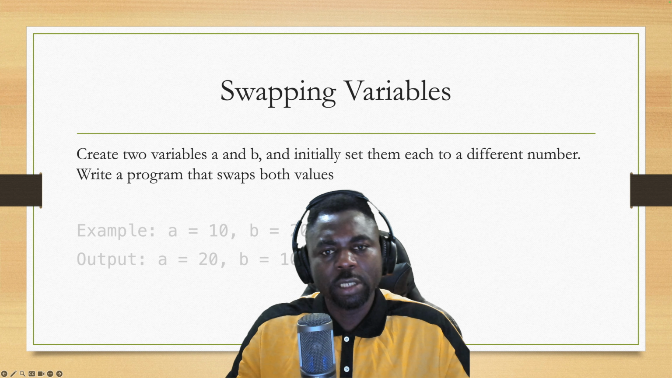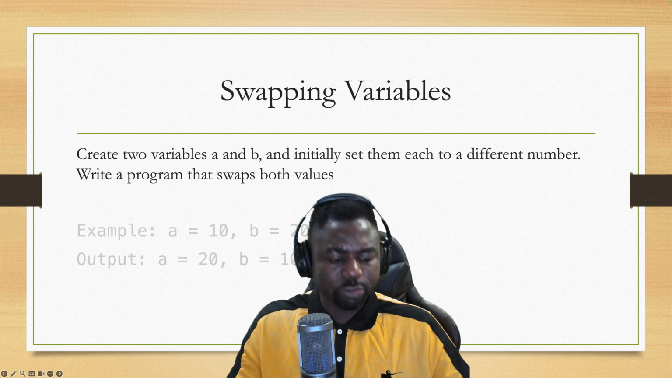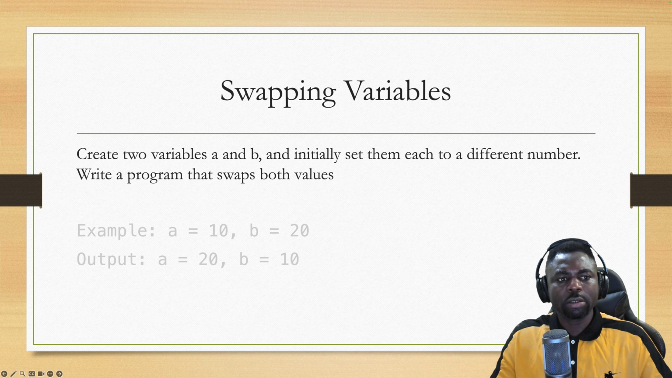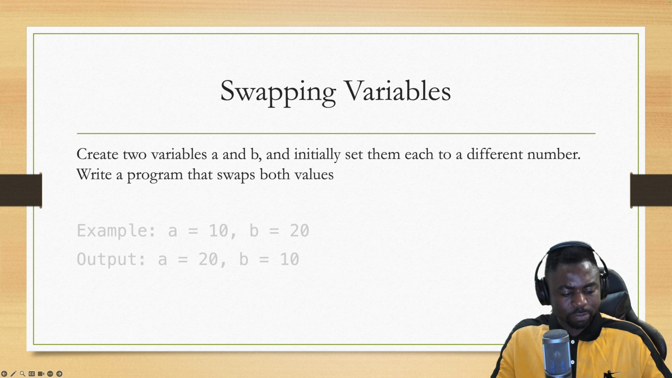Today we'll be solving a very simple problem. I'll be teaching you how to swap two variables in Python. If you have a variable called a with a value 10 and another variable called b with a value 20, then at the end of the program, we should have a equals to 20 and b equals to 10. I'll show you two ways how we can solve this in Python.